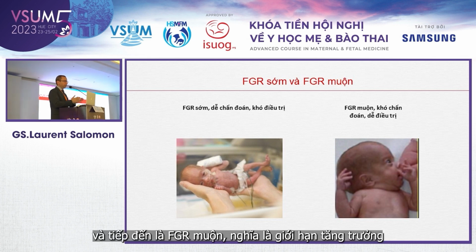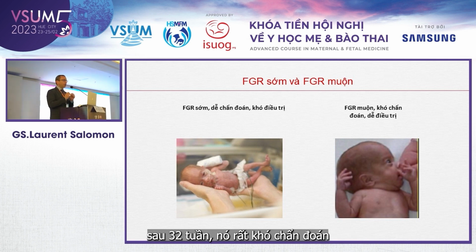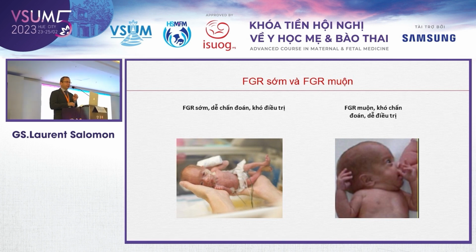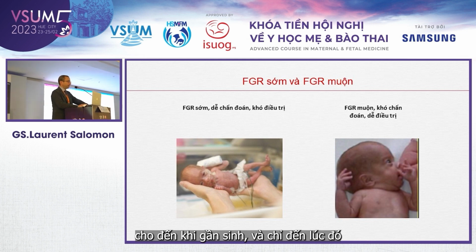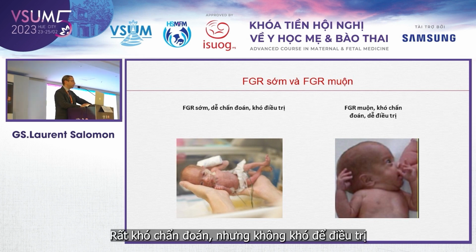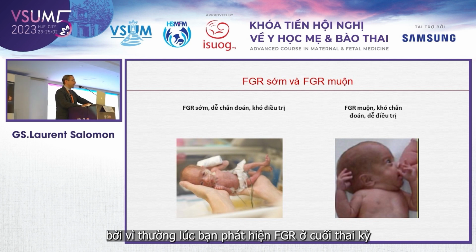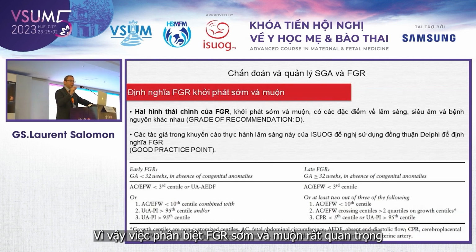And there is late growth restriction, which is growth restriction after 32 weeks. This is much more difficult to diagnose because often the woman will not have any ultrasound scan up until delivery, and it's only at delivery that you will discover that there was a growth restriction. And it's difficult to diagnose, but it's not that difficult to manage, because usually when you diagnose growth restriction late in pregnancy, you will decide to go for delivery. So it's important to differentiate these two types of growth restriction, early and late.